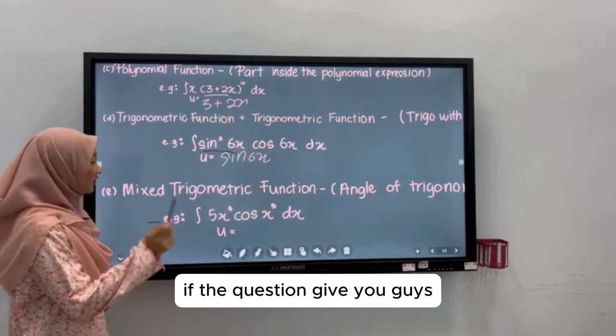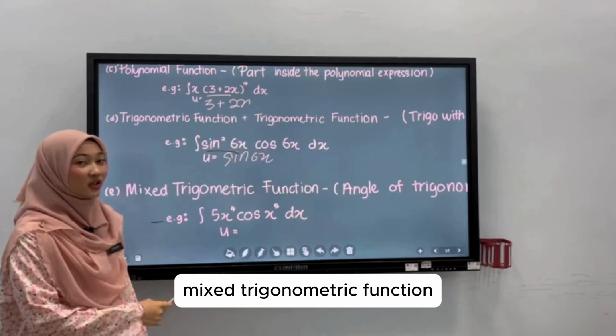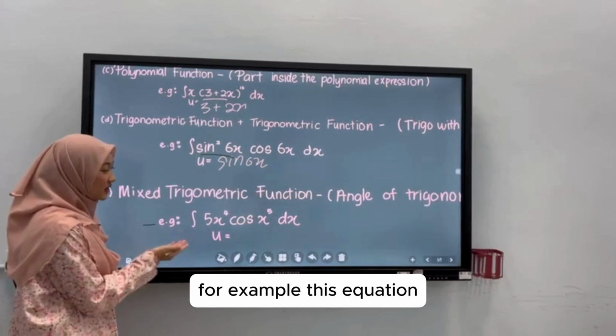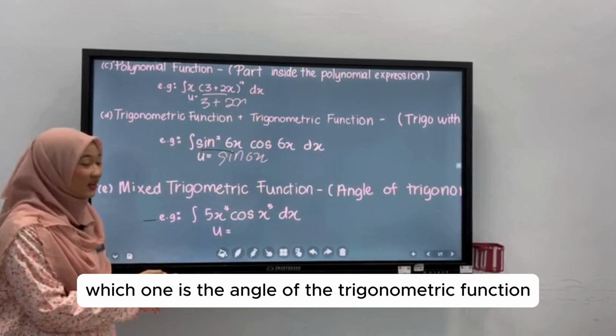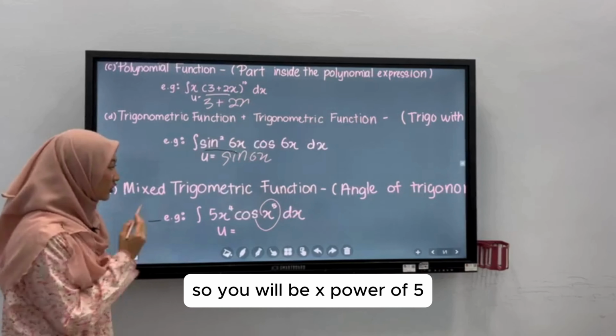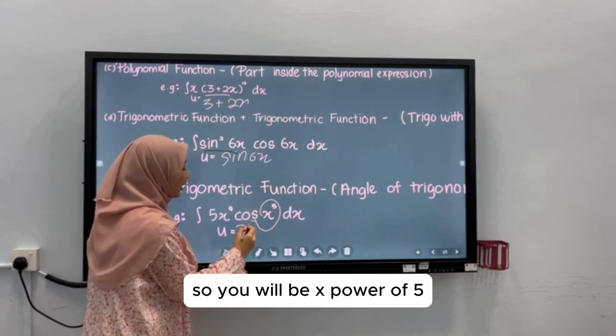Alright, and the last one, if the question gives you a mixed trigonometric function, u will be picked from the angle of the trigonometric function. For example, this equation. Which one is the angle of the trigonometric function? This one, right? So, u will be x power of 5.